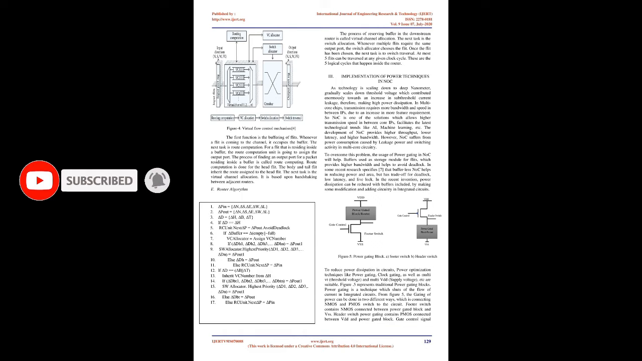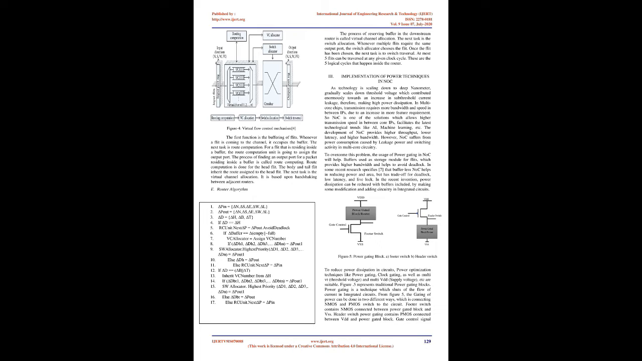Now the flits of different packets can be interleaved on the same physical channel. D. Router microarchitecture. As shown in Figure 4, the router consists of input ports. There are 5 input ports: north, east, west, south, and local. Each port has virtual channels, depending on the design. The crossbar connects the input ports to the output. The control logic facilitates the smooth flow of packets from the input side to the output side.